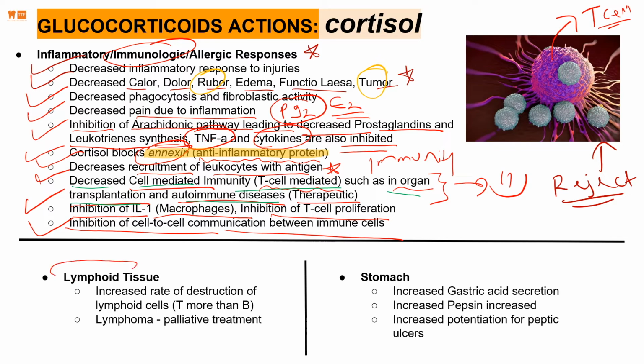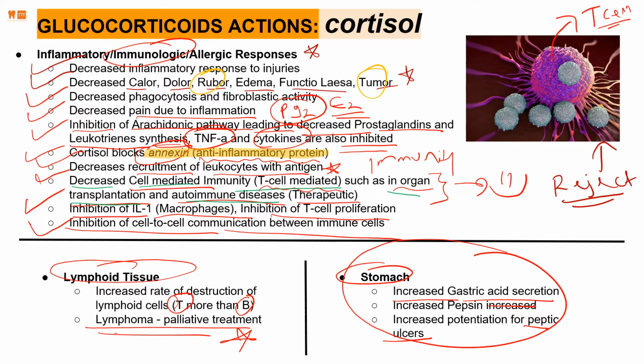Then comes lymphoid tissue. It increases the rate of destruction of lymphoid cells. Lymphoid cells are T cells and B cells. And then in lymphoma, it becomes a palliative treatment because there's cancer. Okay. Stomach. There's increased gastric acid secretion, increased pepsin release. This is increased potentiation for peptic ulcers. So in the stomach, everything goes up, right?